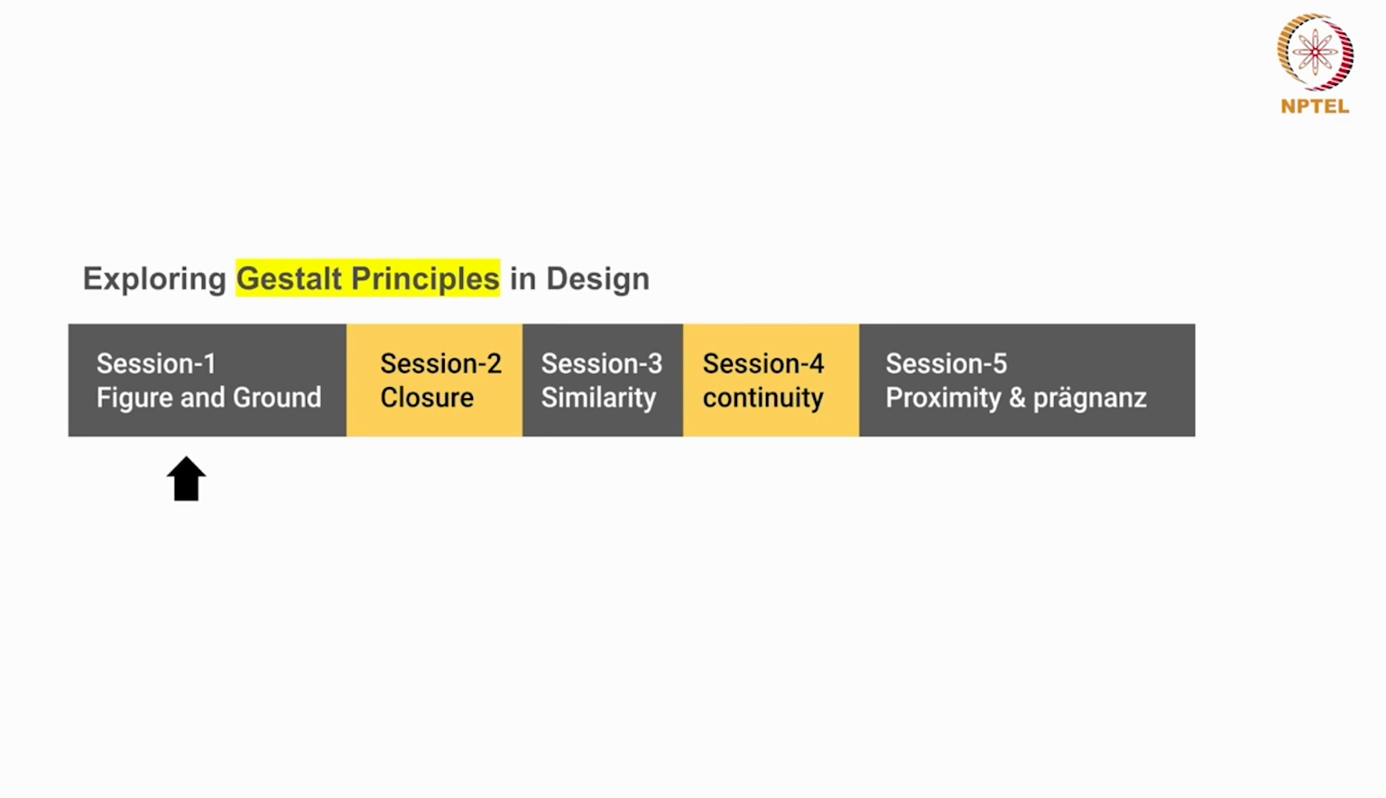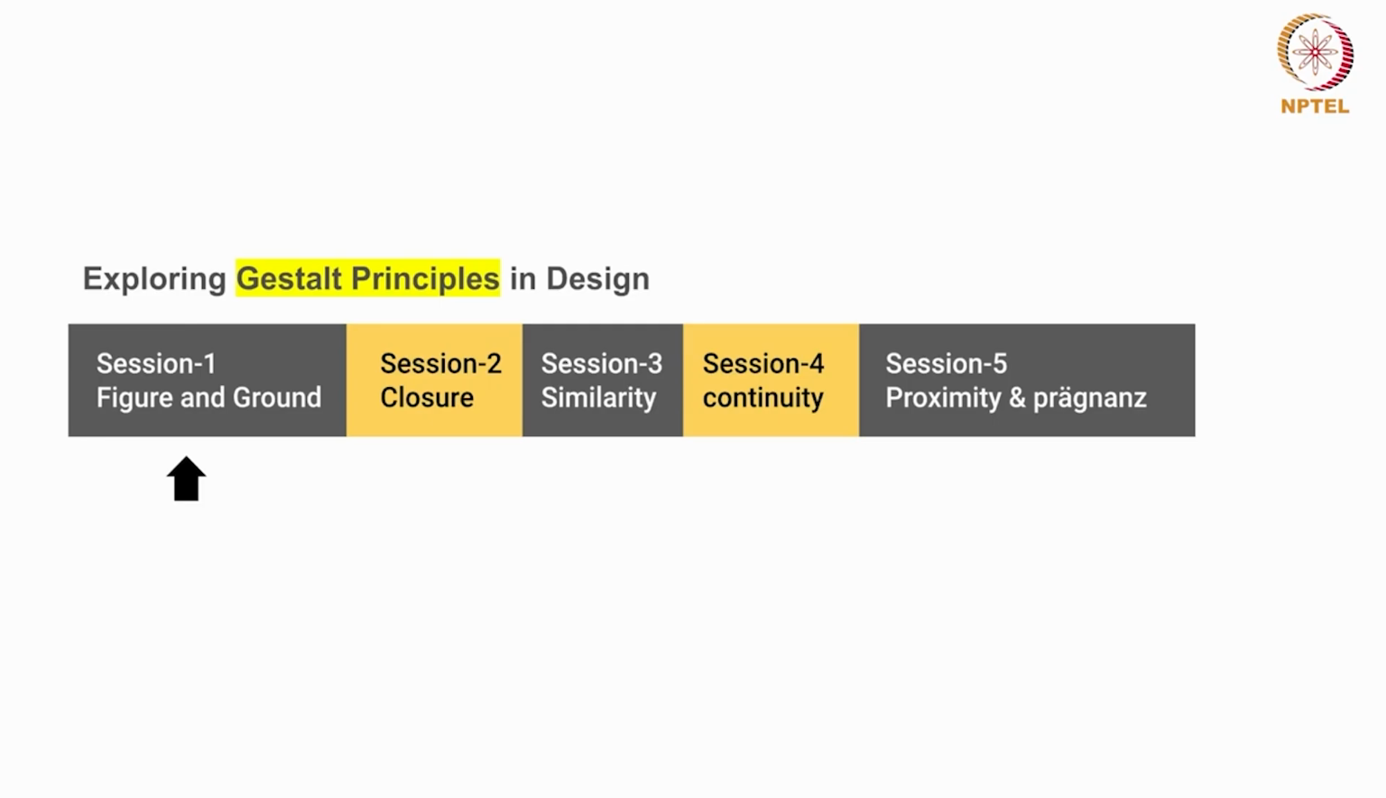Apart from that, we will also include the session of figure and ground, and we'll try to understand how foreground and background play an important role in understanding or perceiving an idea in a particular visual communication. In session 2, we'll try to understand closure, right? How things which are close to each other create a way of completeness, even though the representation might not be portrayed directly.